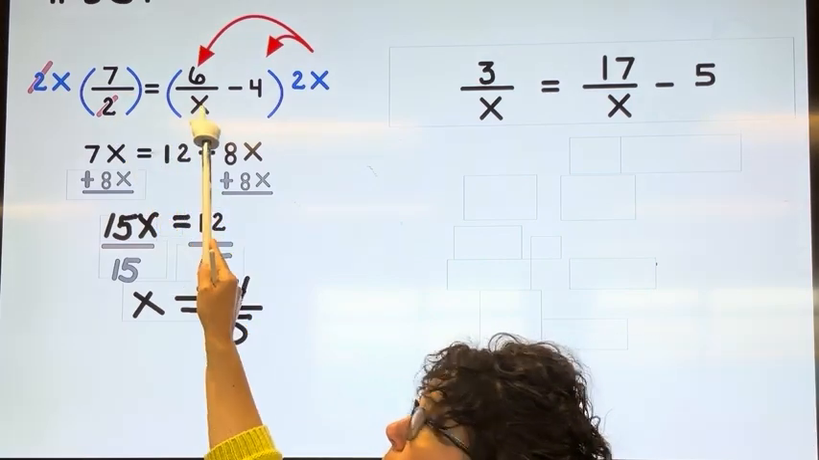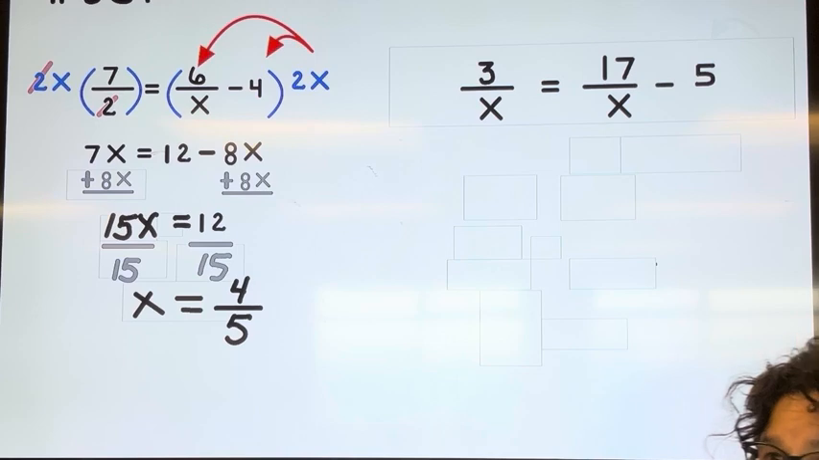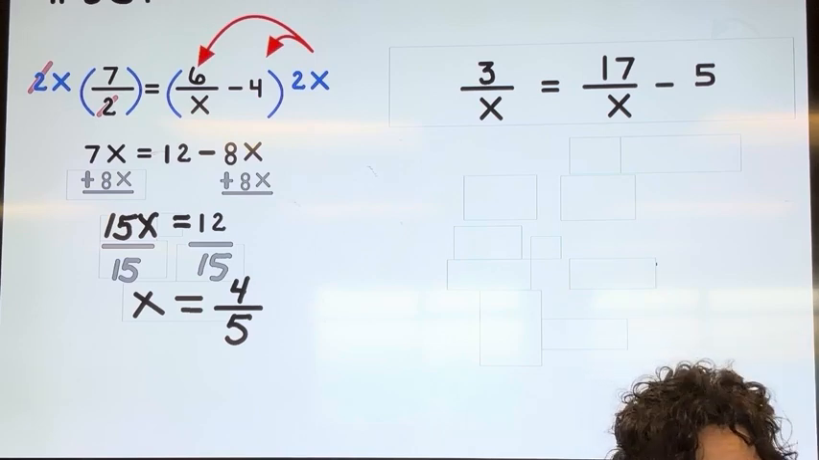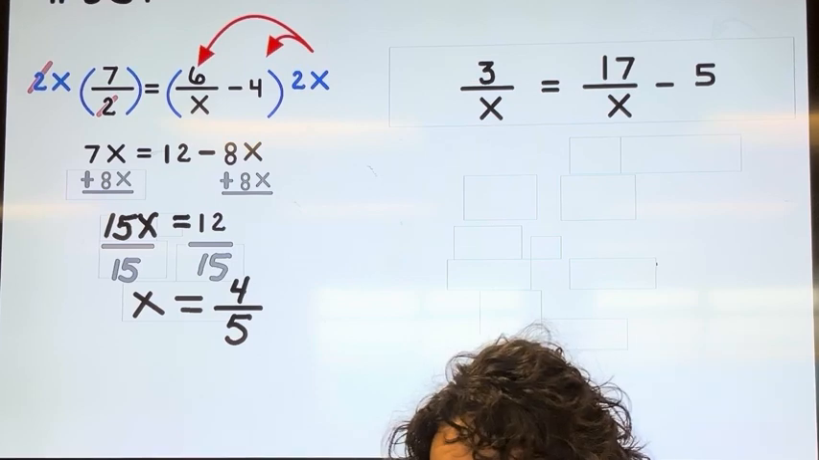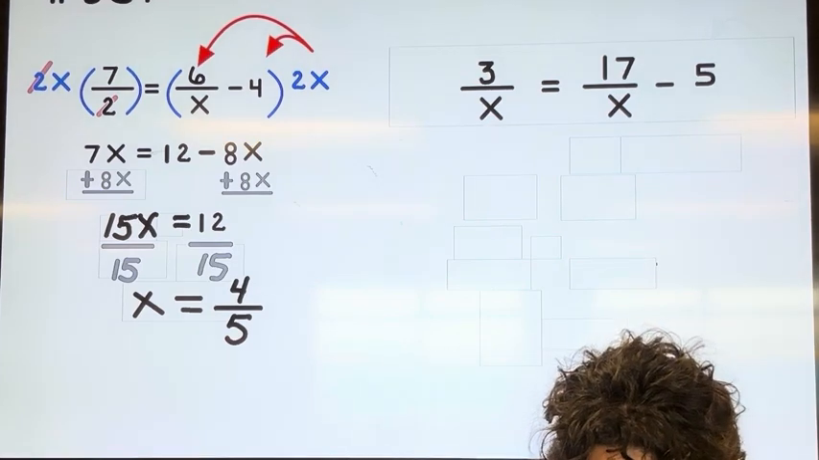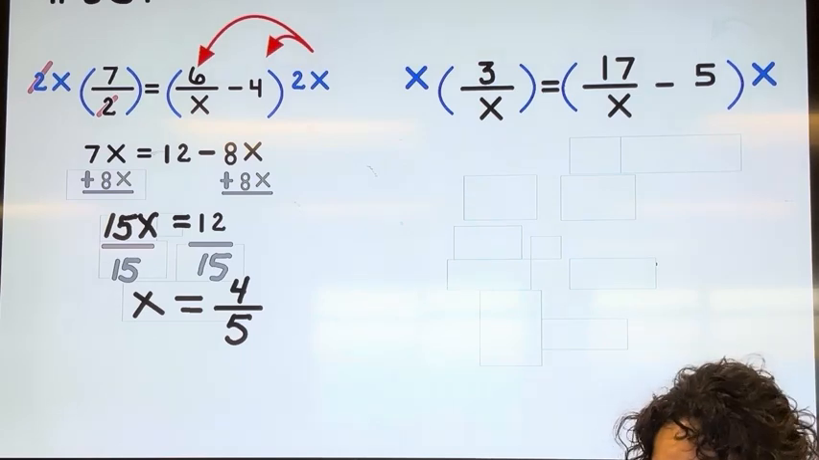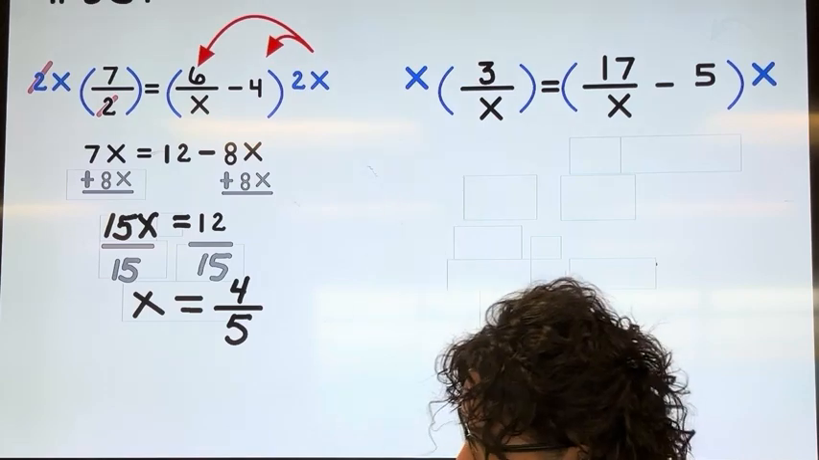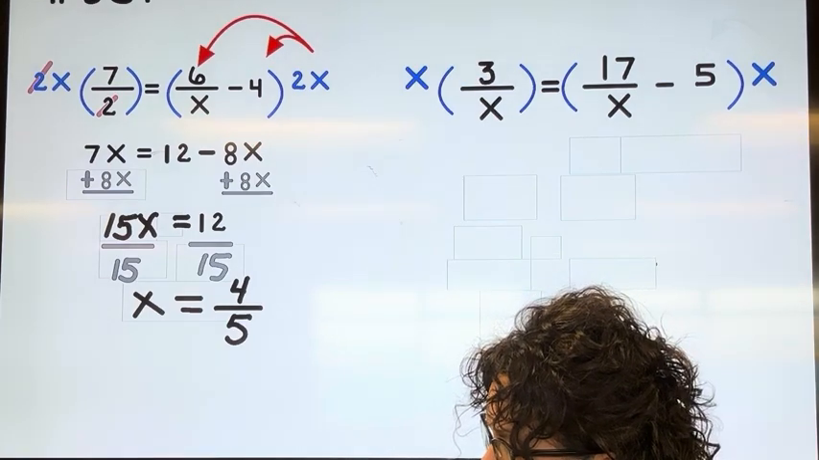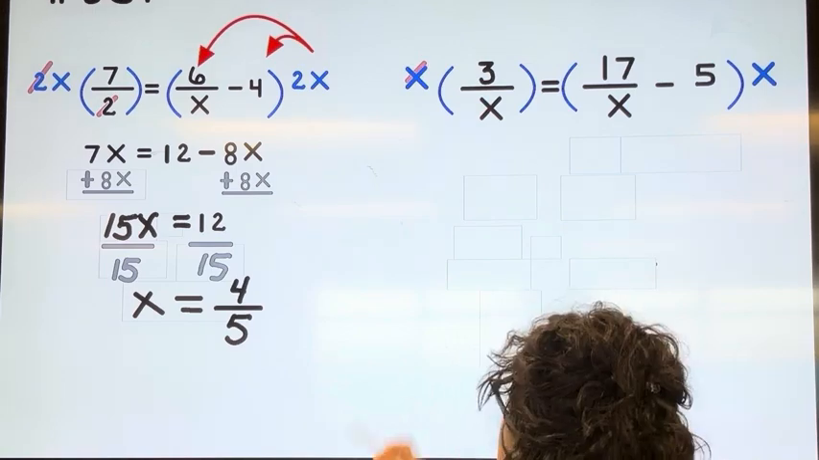Here I multiply by both 2 and x. This denominator is x and this denominator is x. I don't need to multiply by both denominators. There's only an x. So I'm going to multiply both sides by just x, because the purpose is to cancel all those denominators. So when I multiply this one together, this x here is going to cancel this x.